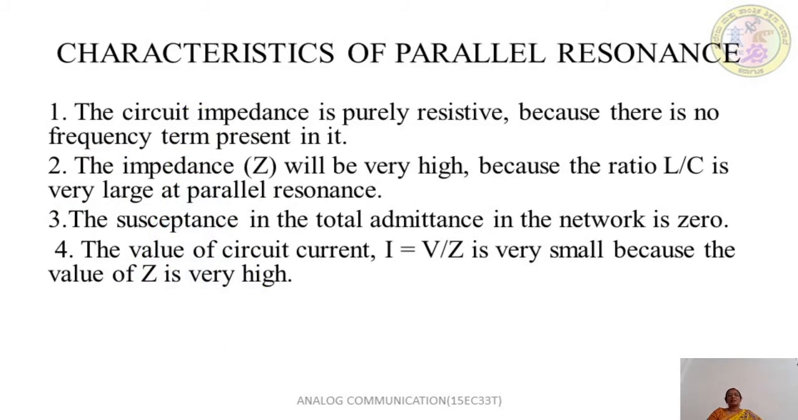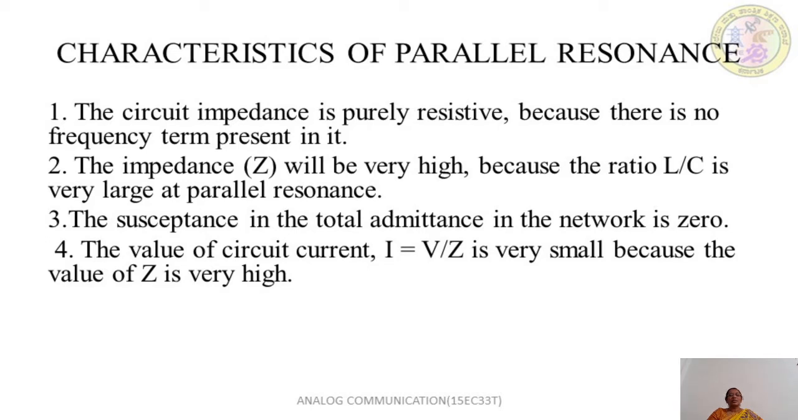Next, characteristics of parallel resonant circuit. The first one is the circuit impedance is purely resistive because there is no frequency term in it. Therefore, we call the circuit impedance resistive. The impedance Z will be very high, because the ratio L by C is very large at parallel resonance. The susceptance in the total admittance in the network is 0. That susceptance, that is the imaginary part, is 0.